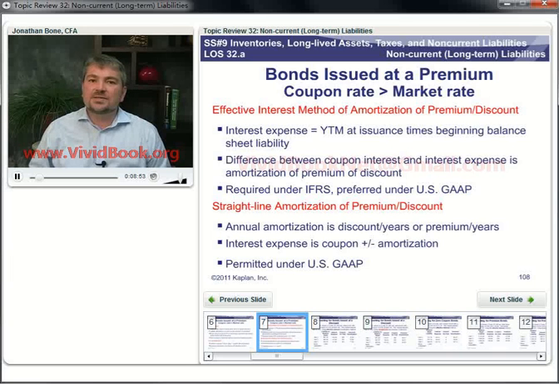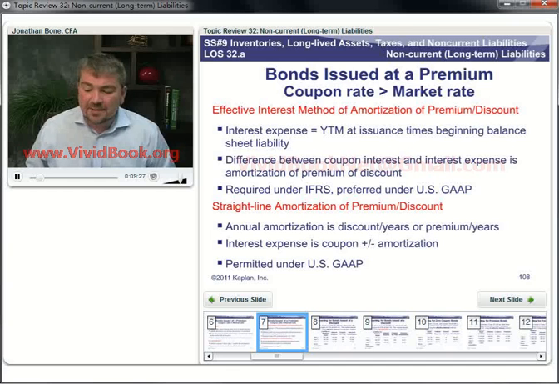It allows us to use straight line amortization of premiums or discounts, where the annual amortization of the discount is simply going to be the total discount when the bond is issued, and that's the discount to par, divided by the number of years until the bond redeems. Likewise, for a premium, it would be the total premium above par when the bond is issued, divided by the number of years to maturity. So the interest expense each period would be that year's coupon plus the amortization of a discount, or minus the amortization of a premium. Notice that's permitted but not preferred under US GAAP.